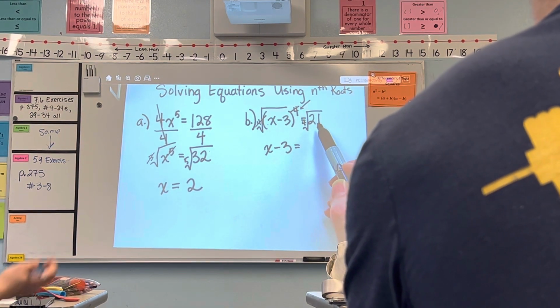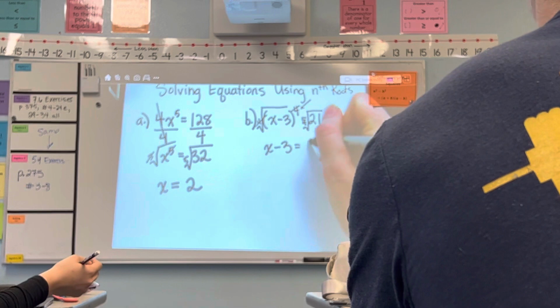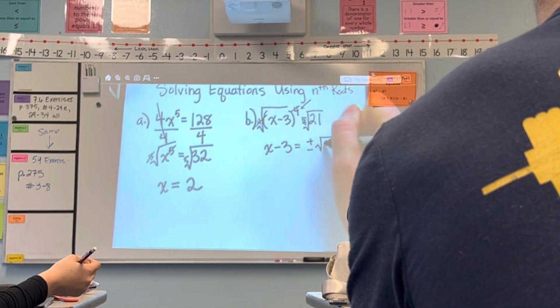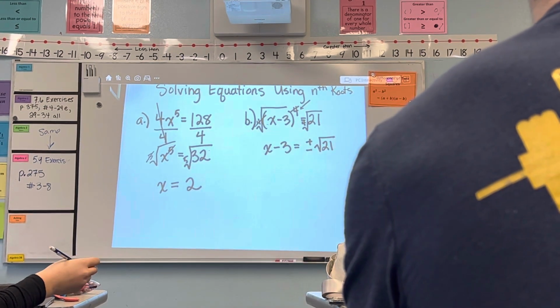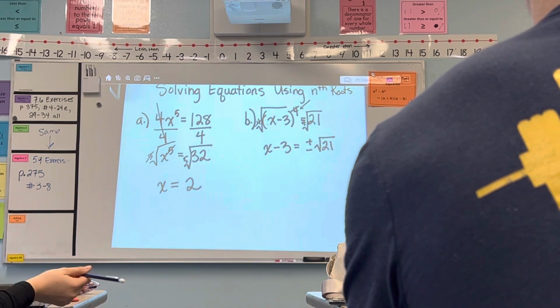Now, we're taking an even root of a number. So what does that mean? How many solutions? We have 2. So positive or negative 4th root of 21, because we don't know what that is. That's a decimal, about 2.1406.